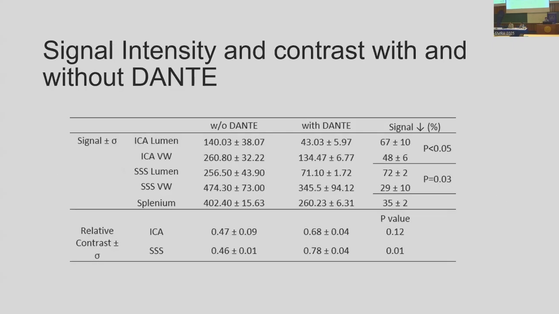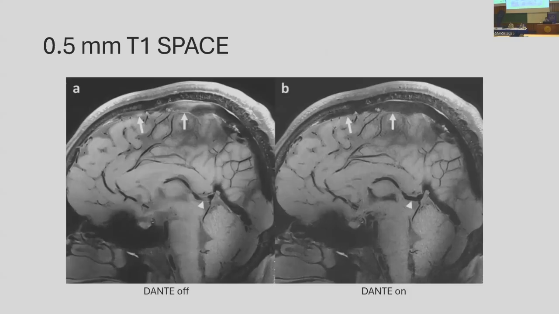And this is the signal intensity comparison. You can see that for the ICA and the superior sagittal sinus, the lumen signal was greatly reduced by about 70%. And this is one example from the 0.5 isotropic resolution T1 SPACE with Dante on and off. You can see the blood suppression effects on the superior sagittal sinus and also the internal cerebral veins.